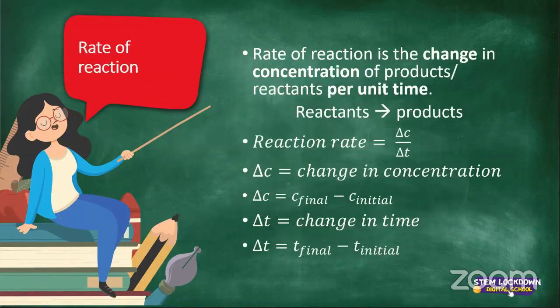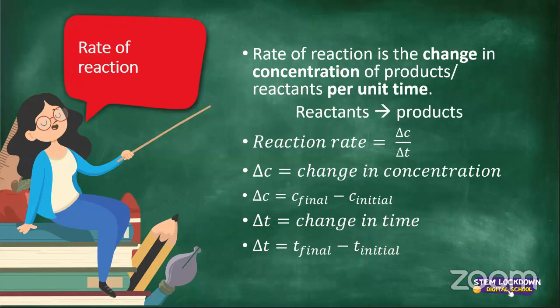Okay, so firstly, what is rate of reaction? So rate of reaction is the change in concentration of products or reactants per unit time. So the way to think about it is you've got your reactants and they become products. So we are measuring how quickly or how slowly your reactants are becoming products, so decomposing, or how quickly your products are actually becoming products.